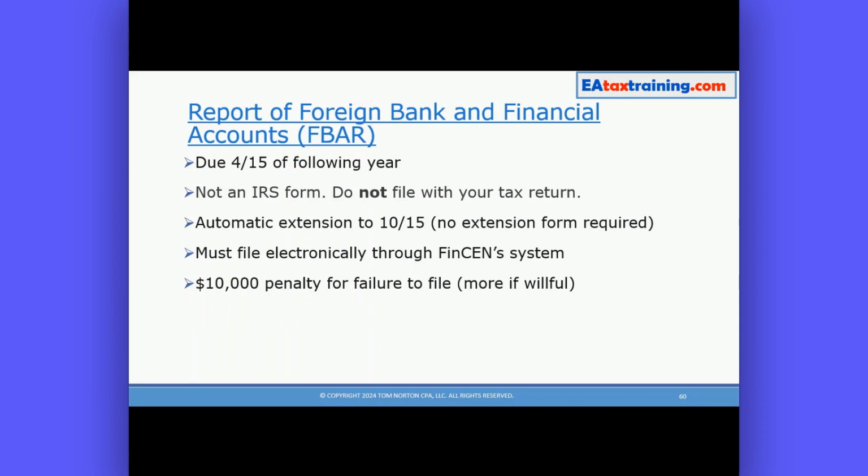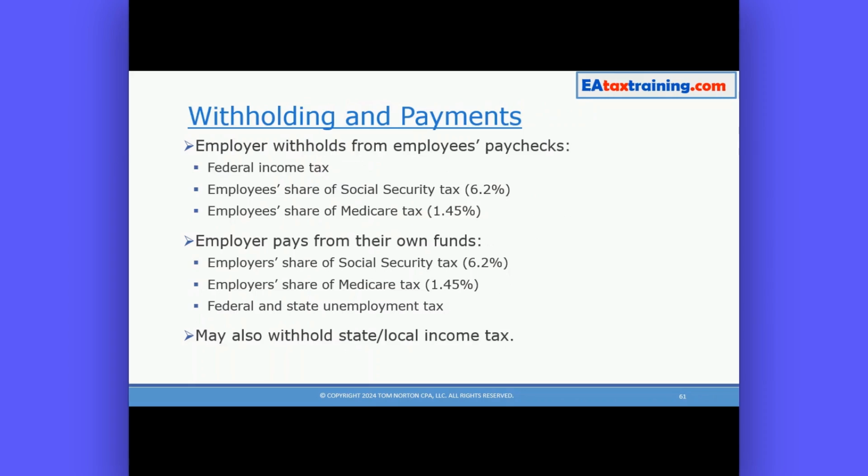So we talked earlier about the BOI reporting through FinCEN that also had to be done electronically. Same way with this. It has to be done electronically through FinCEN's system. And if you do not file, there is a $10,000 penalty for failure to file. And if you willfully fail to file, then it can be a larger than $10,000 penalty.